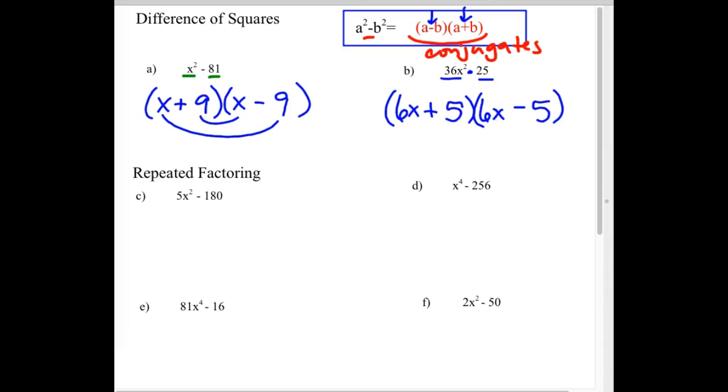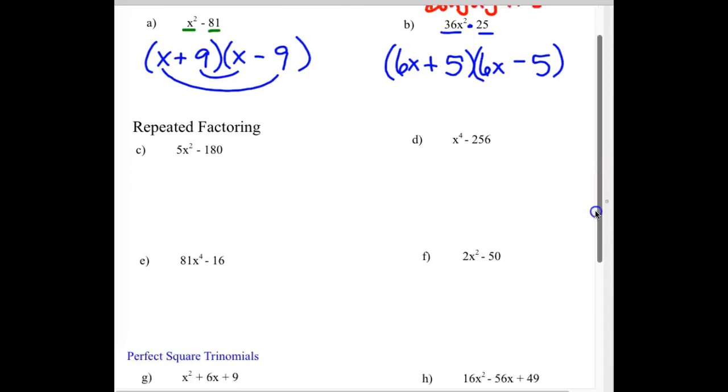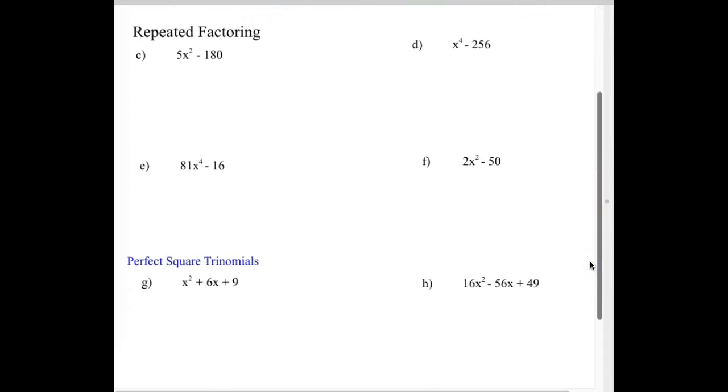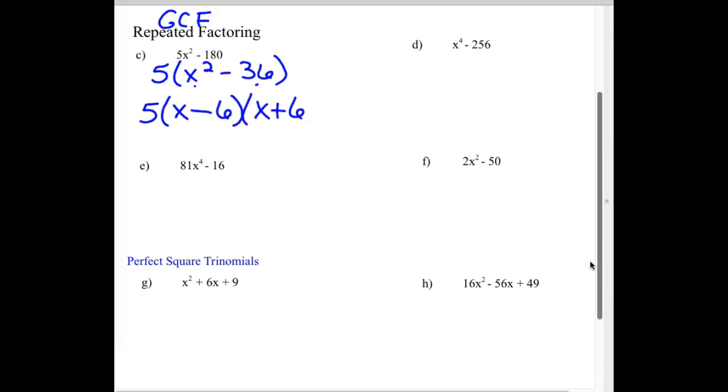All right. The last part of the factoring that we're going to look at is ones that we call repeated factoring, because there's multiple steps that we want to go through. The first thing we always look for is that GCF. And in this one, there's a 5 that is common to both. If I divide that out, I have x squared minus 36. And now I have one of those difference of squares where the first term is a perfect square and the second term is a perfect square. So factoring that difference of squares, I would have x minus 6 and x plus 6.